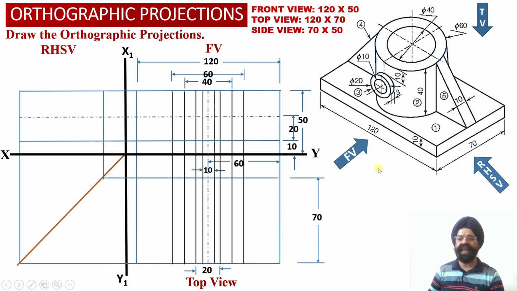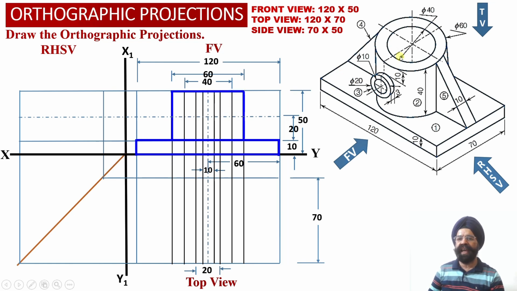Now let us start darkening the surfaces which are visible to the observer from the front view orientation. So as the observer is going to look at the solid from the front side, this flat vertical surface which is lying towards the front side of the solid will be parallel to the vertical plane, and this surface will be projected as a true shape projection into the front view orthographic projections over here.